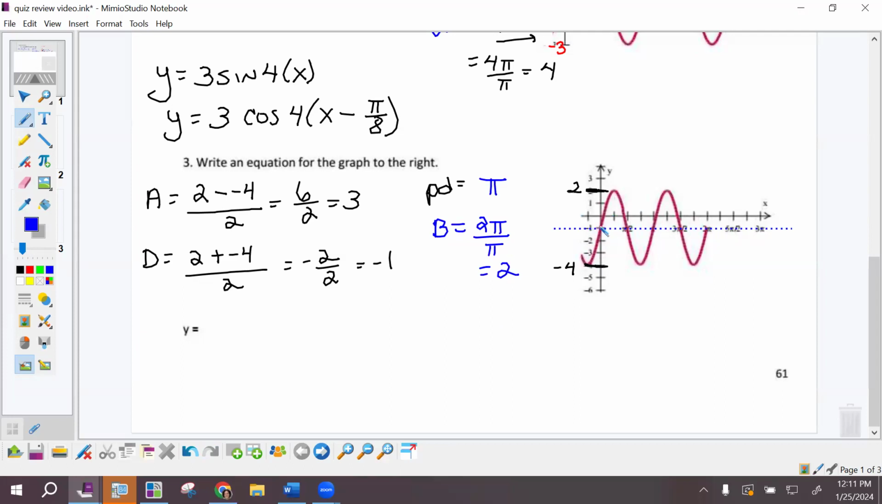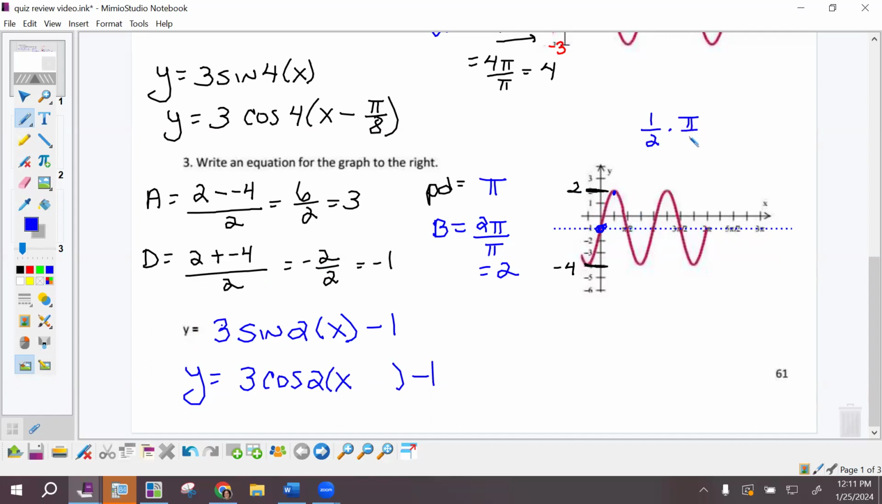I'm going to pick sine again since our graph starts on the midline on the y-axis and goes towards the maximum. So y equals amplitude, sine, b value, no horizontal shift, -1. If you really want to do cosine, this maximum is half of pi over 2, which is pi over 4. So we go to the right, pi over 4.